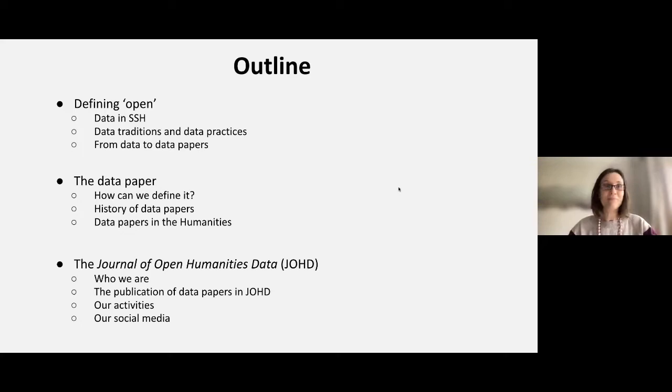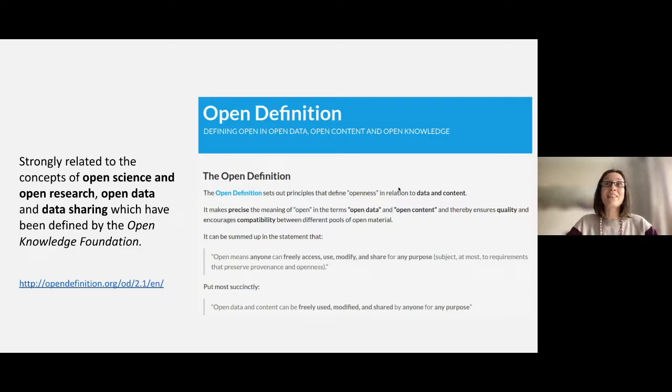So what is open? Most of you may be familiar with it, but this is the open definition, which sets out principles to define openness in relation to data and content. It defines what open means in the sense of anyone can freely access, use, modify, and share for any purpose. So we're talking about data that is free to be used in this way. And the concept of the open definition is very closely related to the principles of open science and open research. And these were the foundations of the experience that we're going to tell you about.